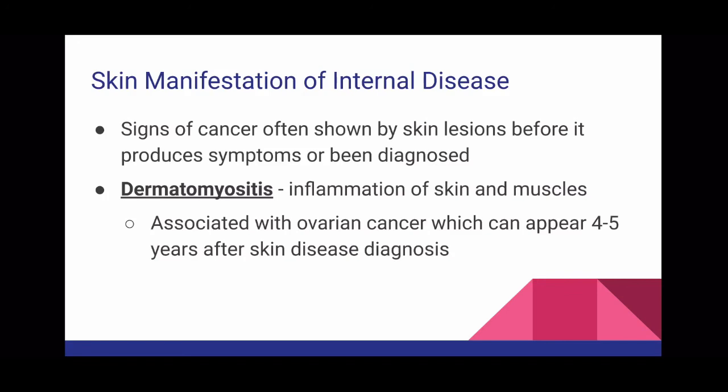So dermatomyositis, which means inflammation of skin and muscles, is often one of those skin diseases that is a precursor to cancer. So it's often associated with ovarian cancer in females, which can appear within 4 to 5 years after the skin disease is diagnosed. So keeping watch over your skin is a way for doctors to catch cancer maybe before it gets bad for you.